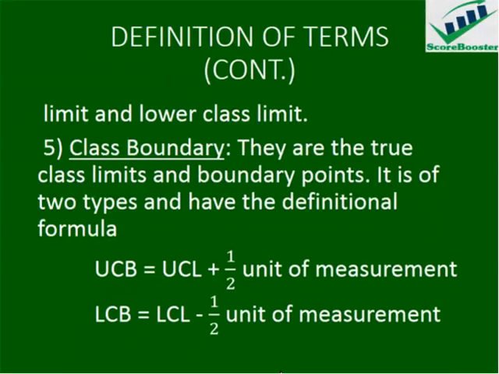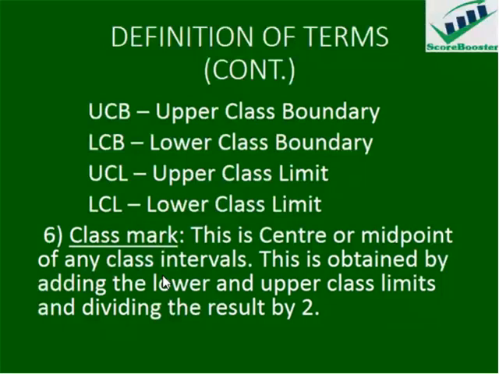So now we move to the next definition, class mark. The class mark is the center or midpoint of any class interval. Let's also use the interval 5 to 9. To obtain the class mark of interval 5 to 9, the lower class limit is 5 and the upper class limit is 9. So you add 5 and 9 together, which is 14, then you divide by 2, which is 7. So the class mark of the class 5 to 9 is 7.